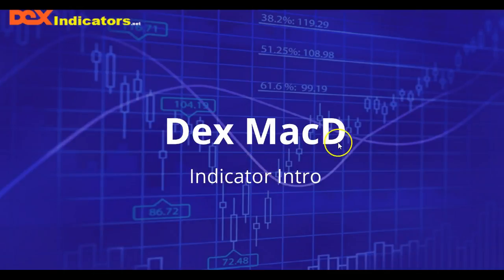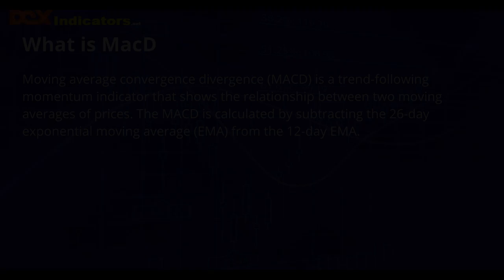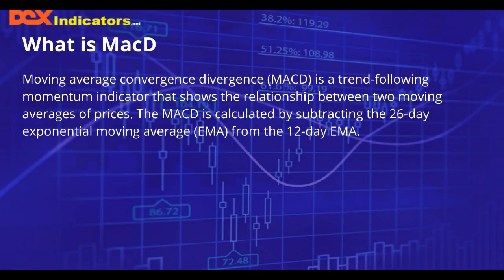This is the Dex Macd Indicator intro. Now, what is a MACD? Well, the MACD stands for Moving Average Convergence Divergence, and this is a trend following momentum indicator. This shows the relationship between two moving averages. The MACD is calculated by subtracting the 26-day exponential moving average, the EMA, from the 12-day EMA. So it's a difference between the two. It's like an average of momentum.